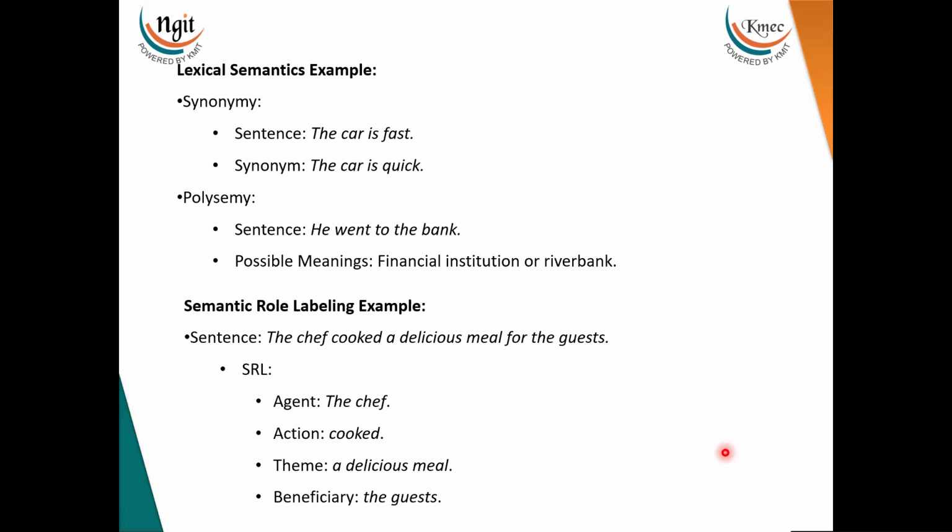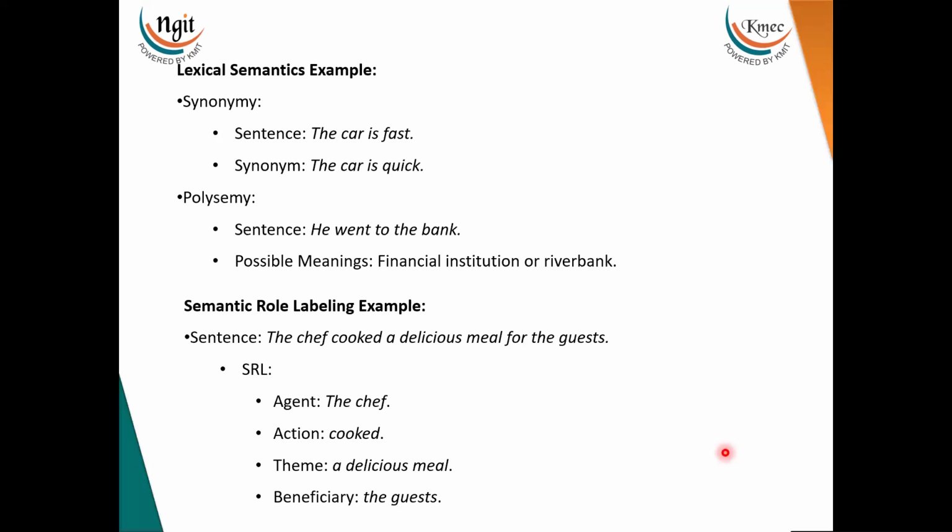The first one is synonymy. Sentence: The car is fast. So the synonym of fast can be quick. That's the reason the car is quick is written as a synonym. Then polysemy. So the sentence is: He went to the bank. Now, bank is a polysemy word which has different meanings when used in different places. So possible meanings are financial institution or riverbank.